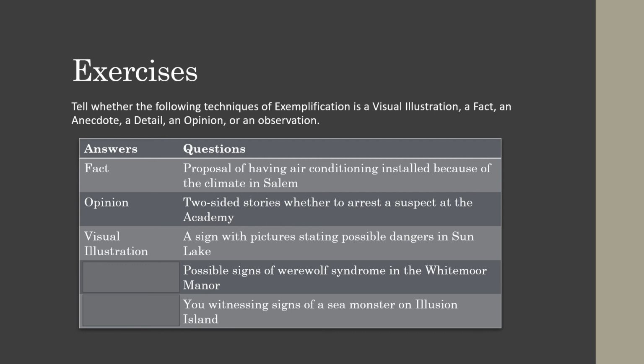Number 4, the possible signs of werewolf syndrome in the Whitemoor Manor. The answer is observation because you are seeing the signs of werewolf syndrome. Well, it could also be opinion from another perspective, but we'll be answering observation because it is based on what you saw. The last question, you witnessing signs of a sea monster on Illusion Island.